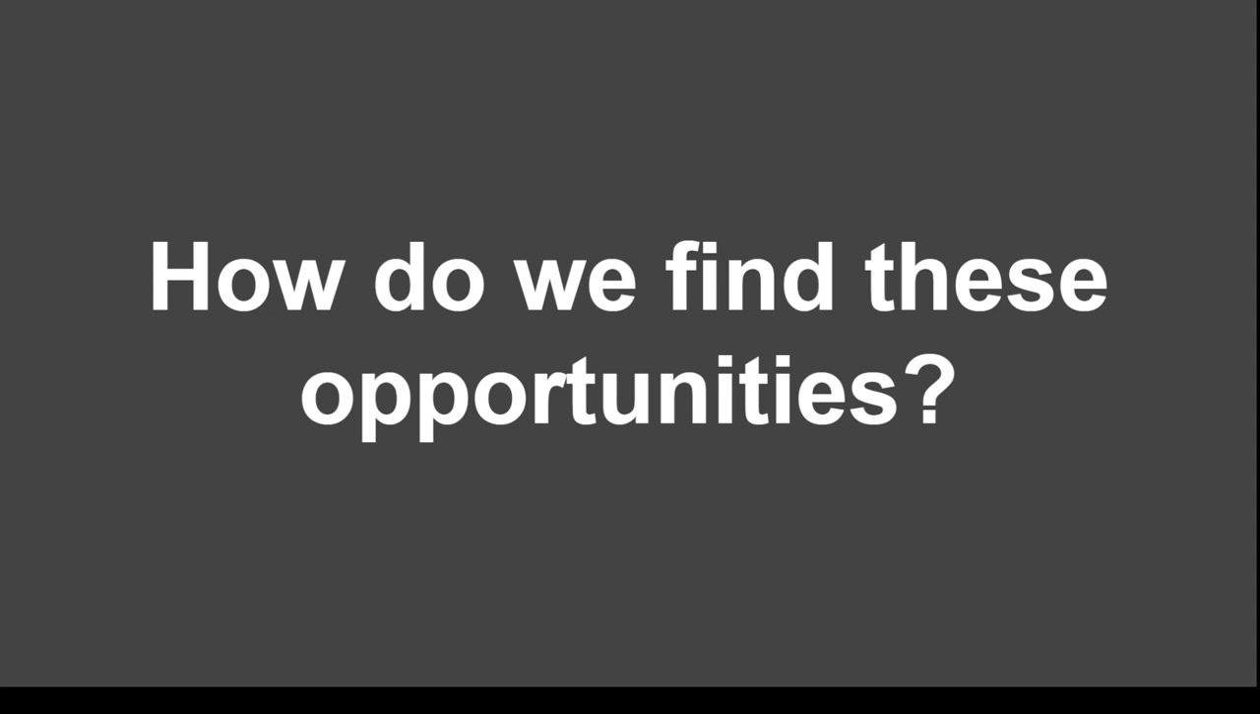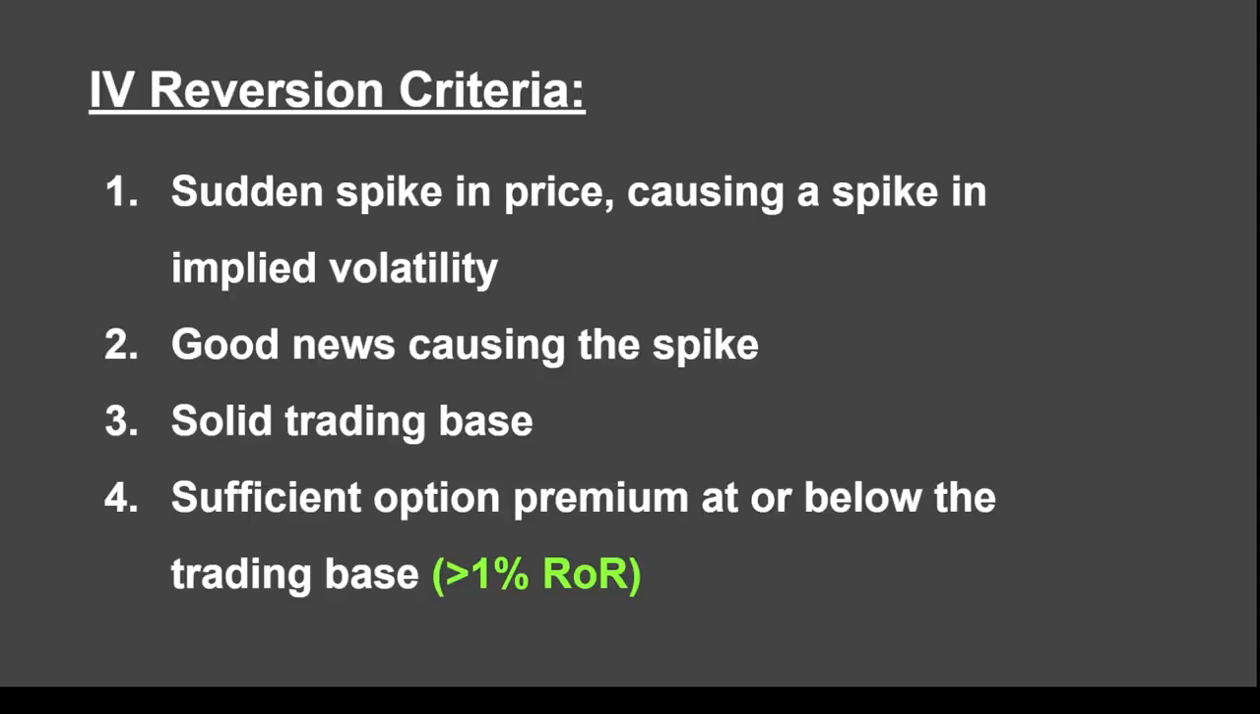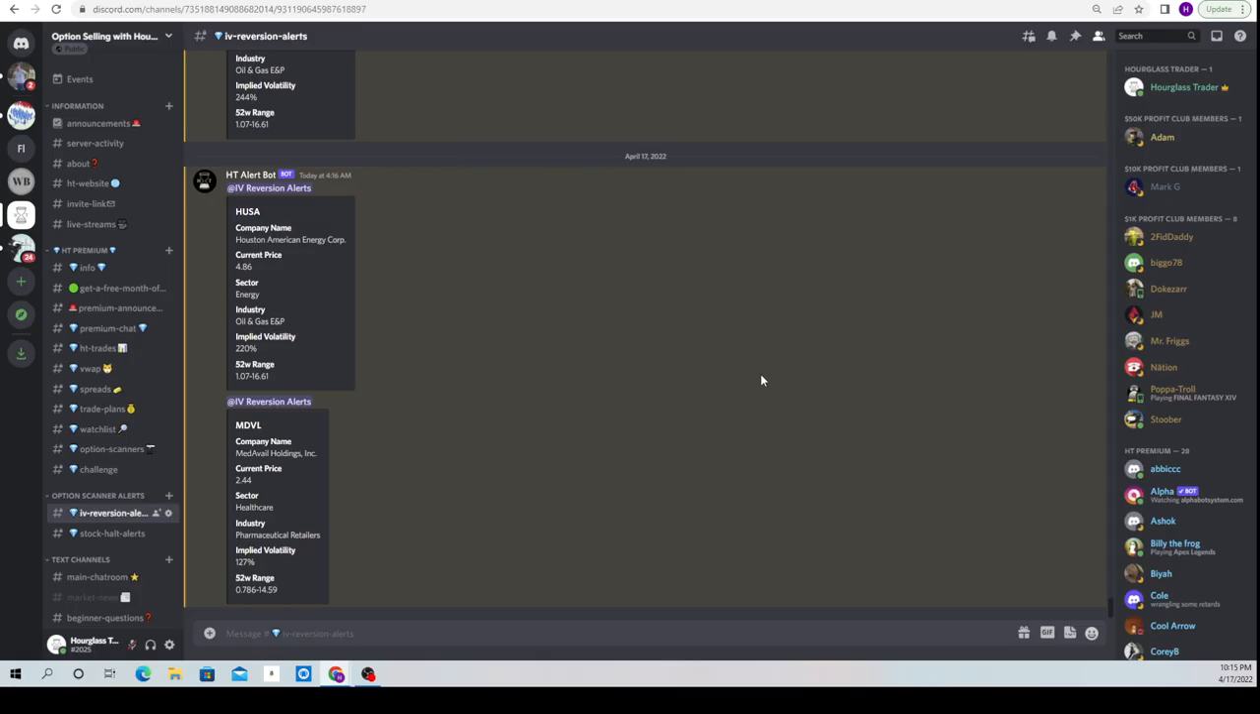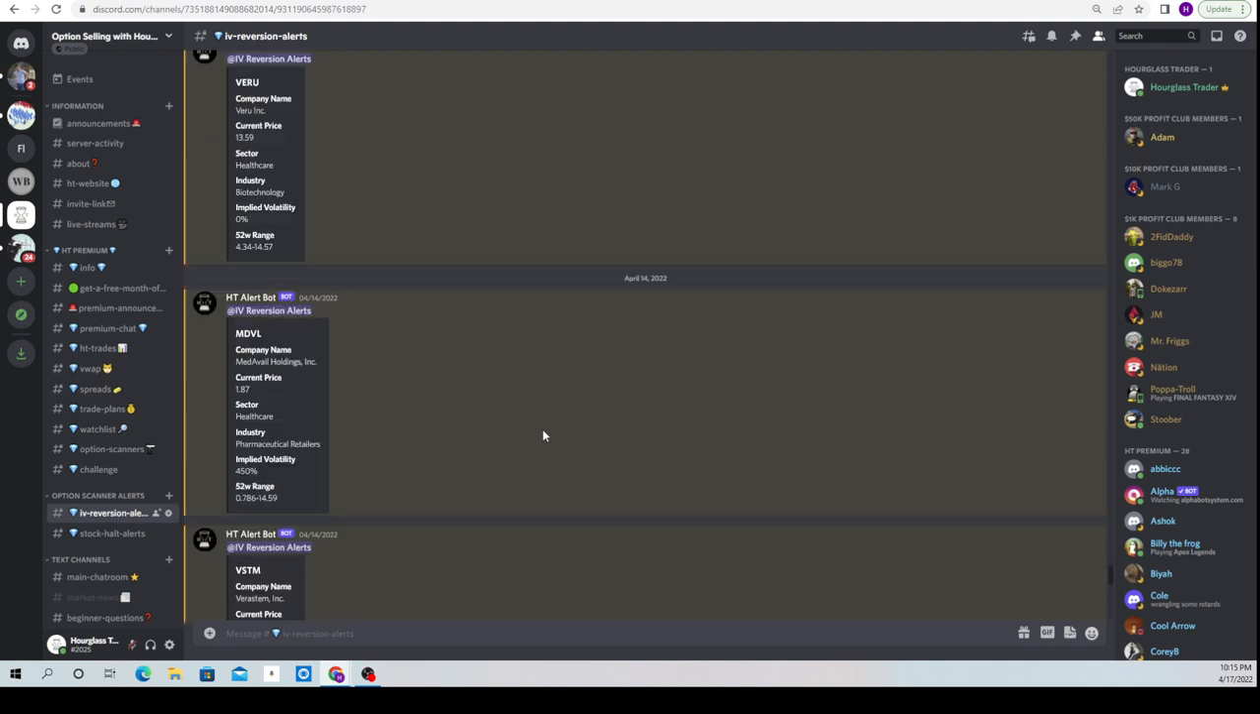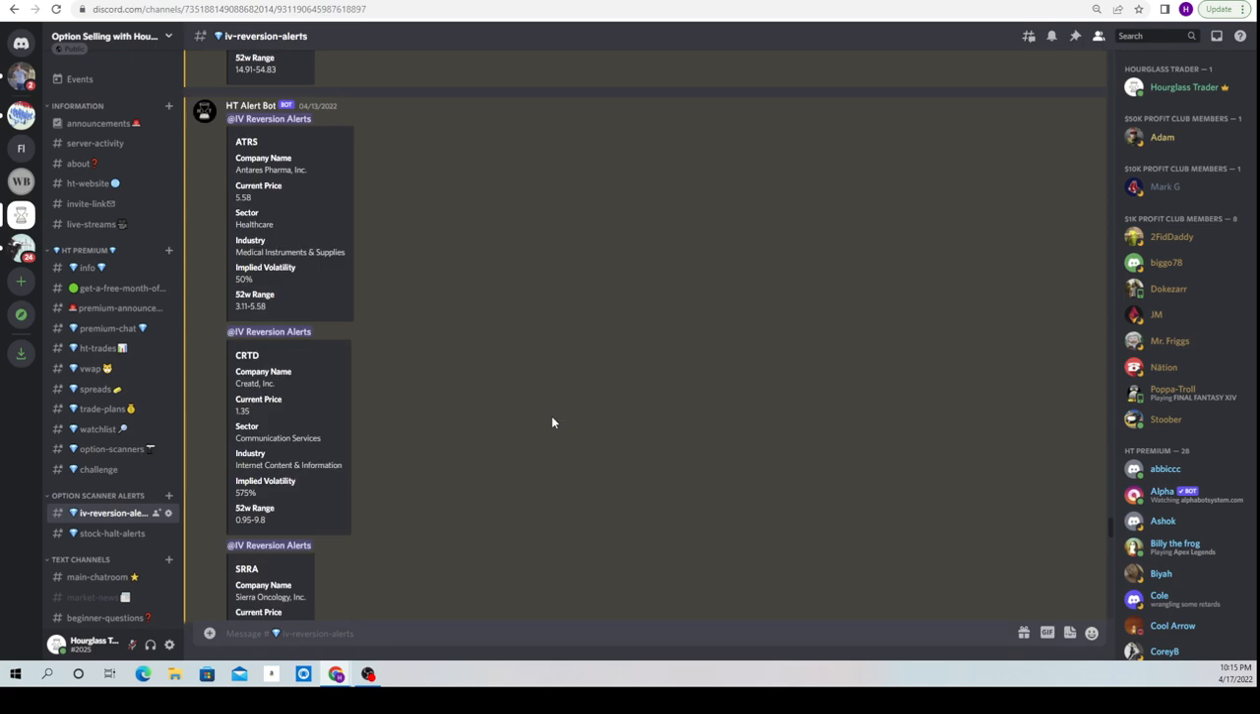What I've found with this strategy, similarly to many of the other option selling strategies that we've put into play, is that using an option scanner is going to be the best way to identify these four criteria that we talked about. And if you are a member of our Discord server, we've thrown together an automated IV reversion alert bot that'll tag you and let you know when one of these situations pops up.